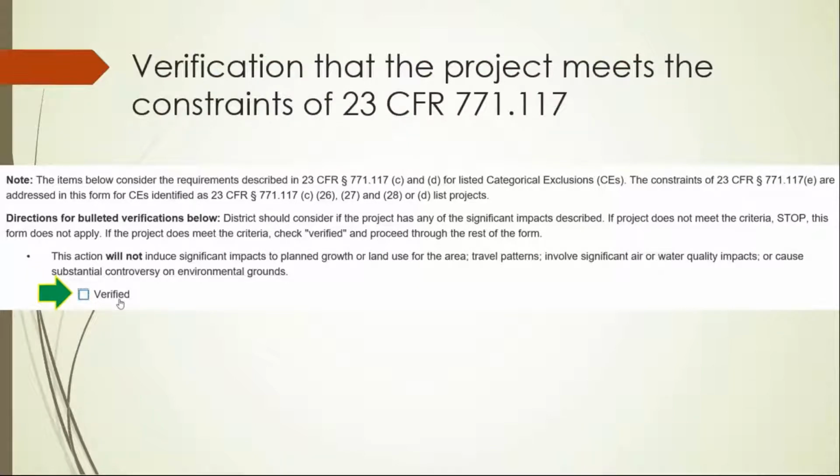Next, you must verify that the project meets the constraints of 23 CFR 771.117, which is specifically saying that the project will not induce significant impacts to planned growth or land use for the area, travel patterns, involve significant air or water quality impacts, or cause substantial controversy on environmental grounds. You do this by selecting the box next to the verified box right there. And as mentioned earlier, projects that are being documented as a categorical exclusion must not have any significant impacts.